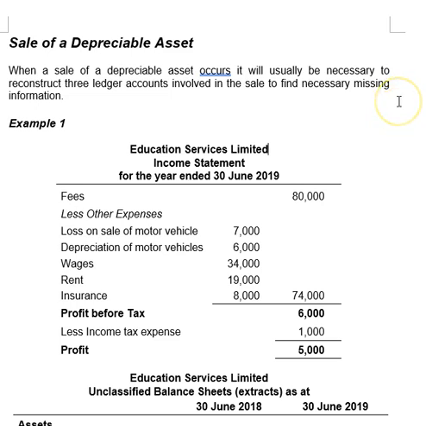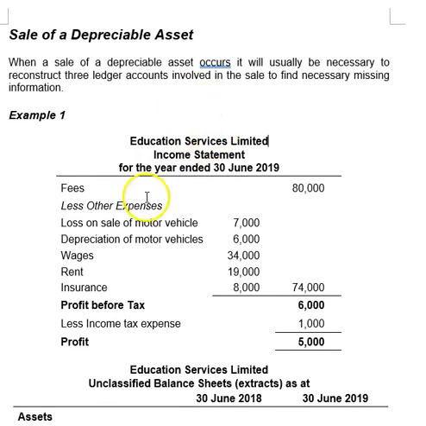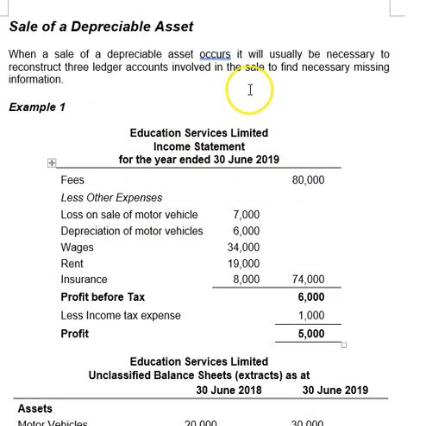So in this lesson, we are going to talk about the sale and the payment for depreciable assets. Whenever we sell depreciable assets, there's money coming in, there is some cash inflow, and whenever we buy a new depreciable asset, there will be a cash outflow because we pay for the new assets.